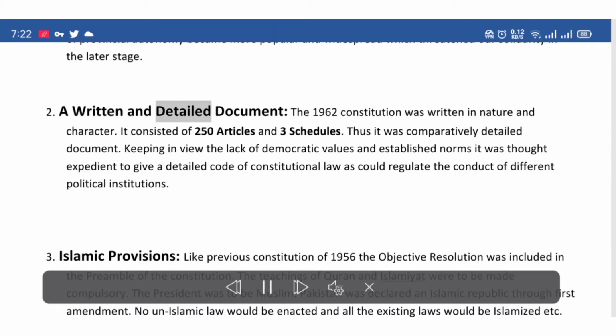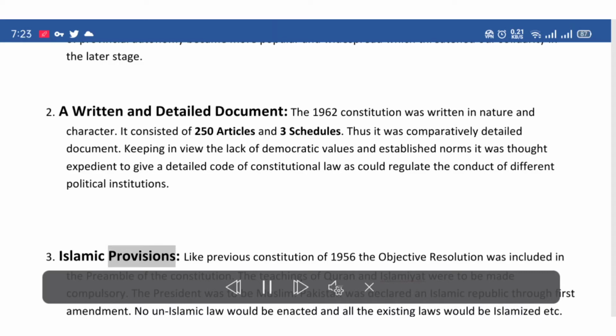A written and detailed document. The 1962 Constitution was written in nature and character. It consisted of 250 articles and 3 schedules. Thus it was a comparatively detailed document. Keeping in view the lack of democratic values and established norms, it was thought expedient to give a detailed code of constitutional law as could regulate the conduct of different political institutions.